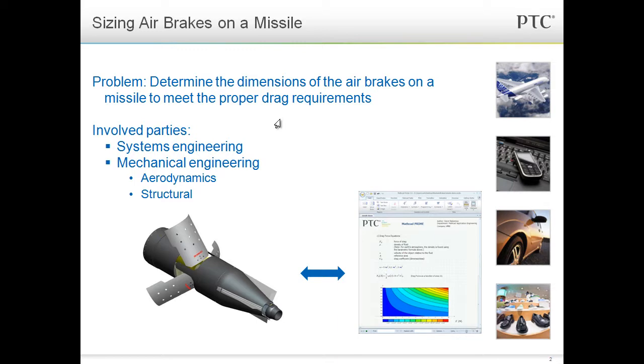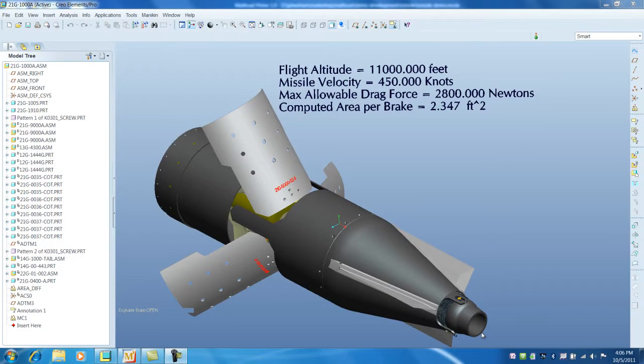In the following example, we will see how Mathcad can take this requirement and transform it into an area measurement for the air brakes. Specifically, the holes on the brakes need to be sized to certain diameters to provide the required drag. John will now walk us through the process of using Mathcad Prime and Creo Elements Pro in this missile air brake design. As you can see, we have designed in Creo Pro the prototype missile.